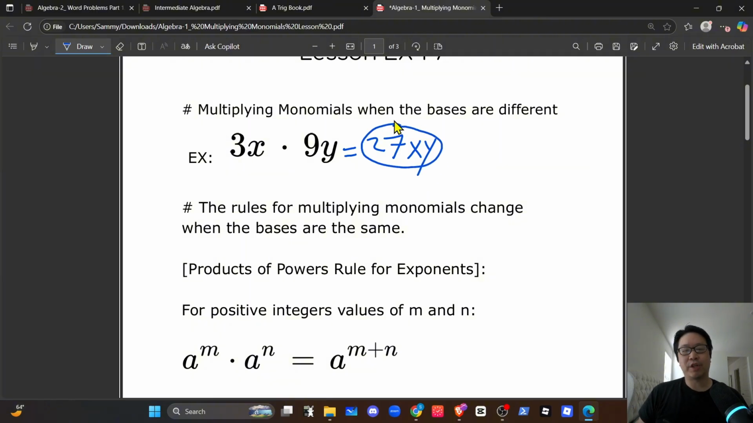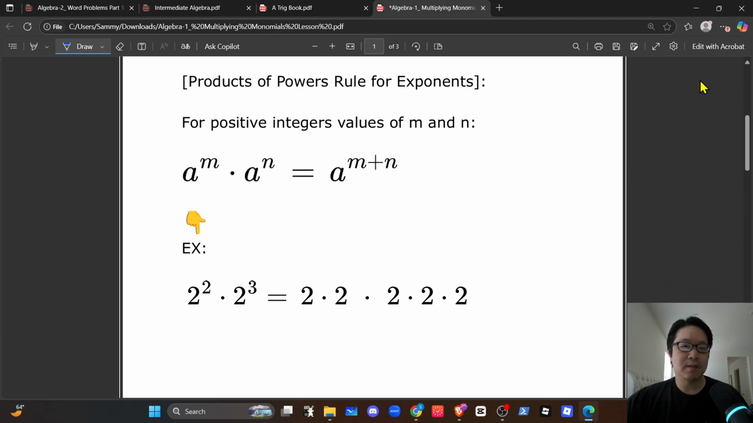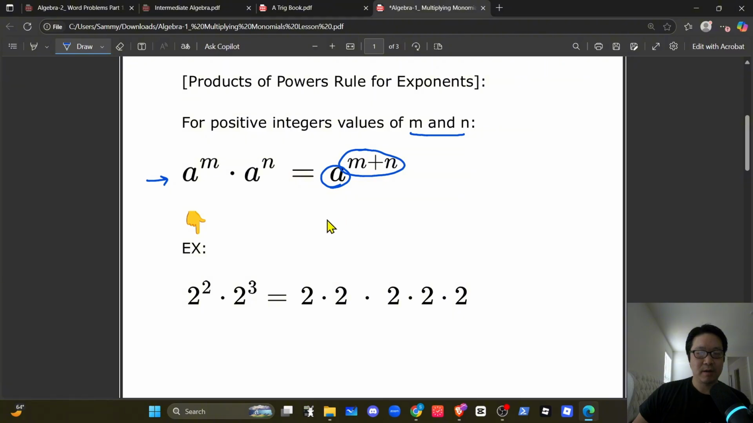Okay. So the situation changes when the bases are the same. When we multiply monomials where the bases are the same, something called the product of powers rule applies. And this is an incredibly simple and also useful rule. You have a to the mth power times a to the nth power, where both m and n are positive integers. In that situation, all you have to do is keep the base and add the exponents. Okay? Keep the base, add the exponents.